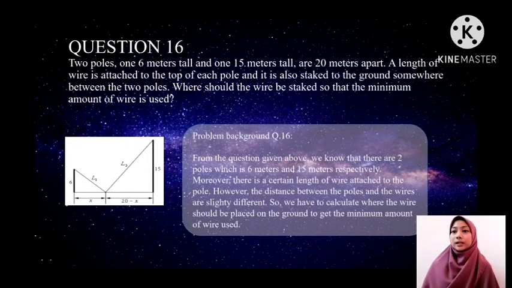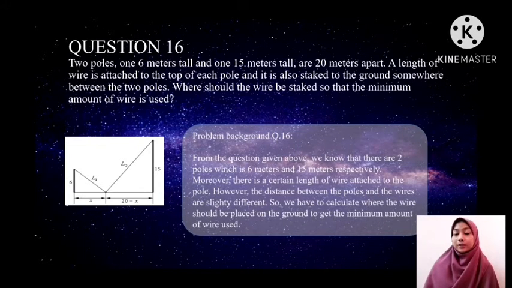A length of wire is attached to the top of each pole and it is also staked to the ground somewhere between the two poles. The question is, where should the wire be staked so that the minimum amount of wire is used? Now, I am going to explain the problem background for this case.